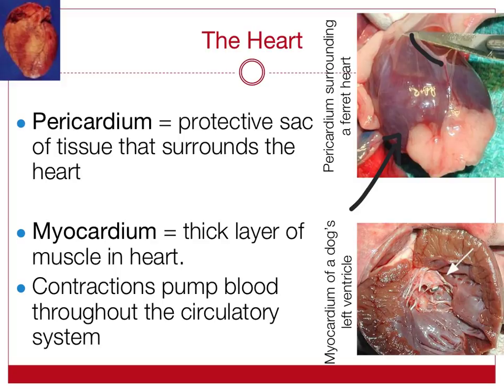Similarly, the heart itself is actually a giant muscle. So here, in this picture down here, the heart is cut in half, and you can see this thick layer of muscle is what actually allows the heart to contract. That thick layer of muscle is called the myocardium. And as that muscle contracts, it helps to pump blood throughout the circulatory system, and the blood carries all those things that our cells need.